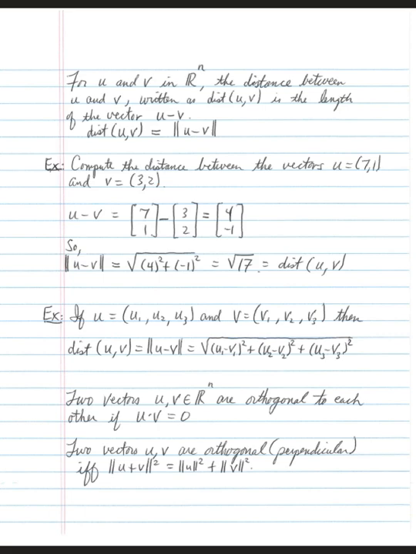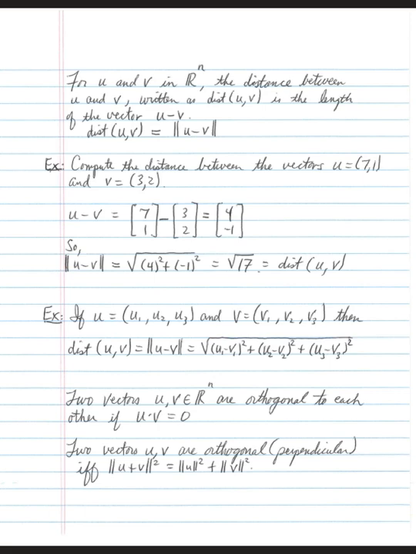Now, if you're finding the distance between two vectors, first find the difference between them. (7, 1) minus (3, 2) gives us the vector (4, -1). Now let's find the length of this vector: 4 squared plus negative 1 squared, all under a square root. That's 16 plus 1, which is 17. The square root of 17 is the distance between vectors u and v.